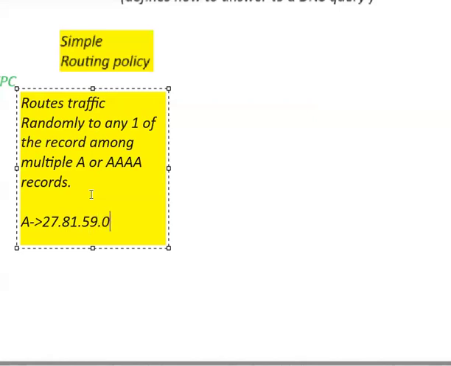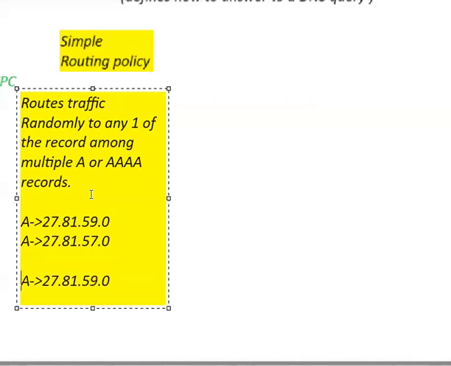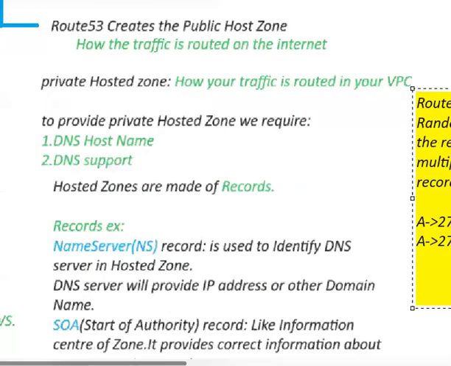27.81.59.0. Like this, one IP address is there, and another IP address is there like this. In a similar way, it can also have multiple records. This is IPv6, right? IPv6 has many more bits. So this is an A record, which holds an IPv4 address. So let's say you have multiple A records. That means multiple IPv4 addresses mapped to your host name.